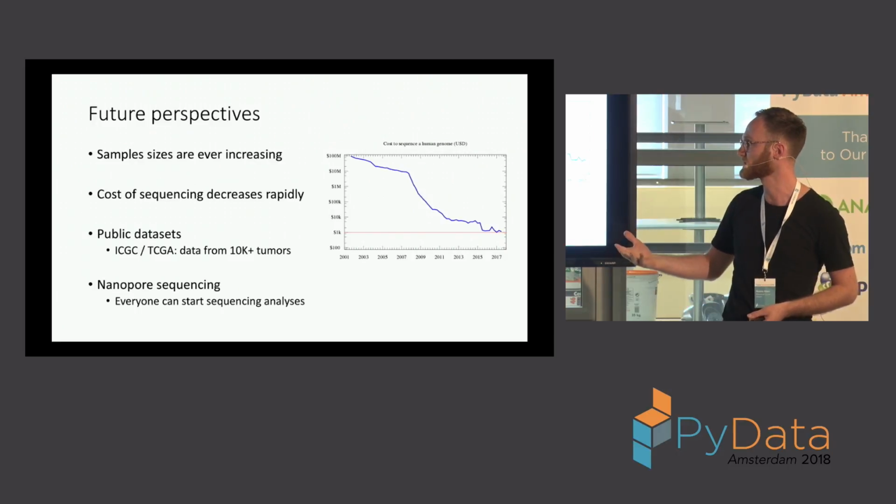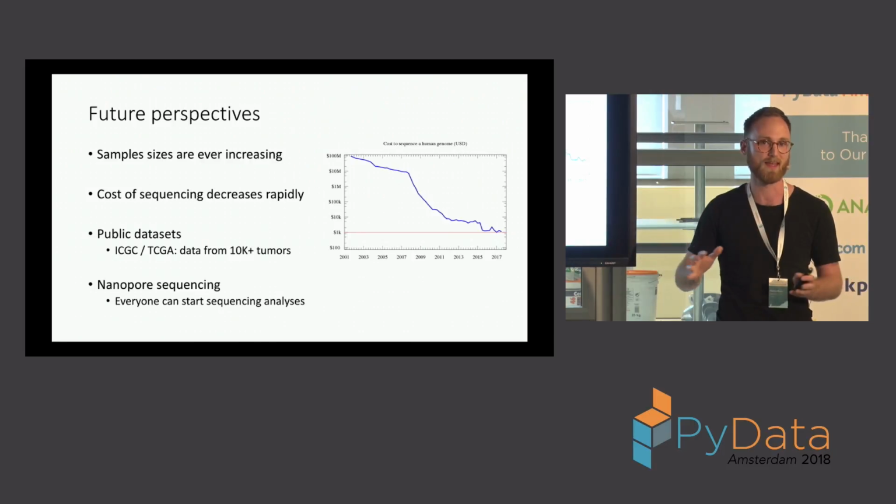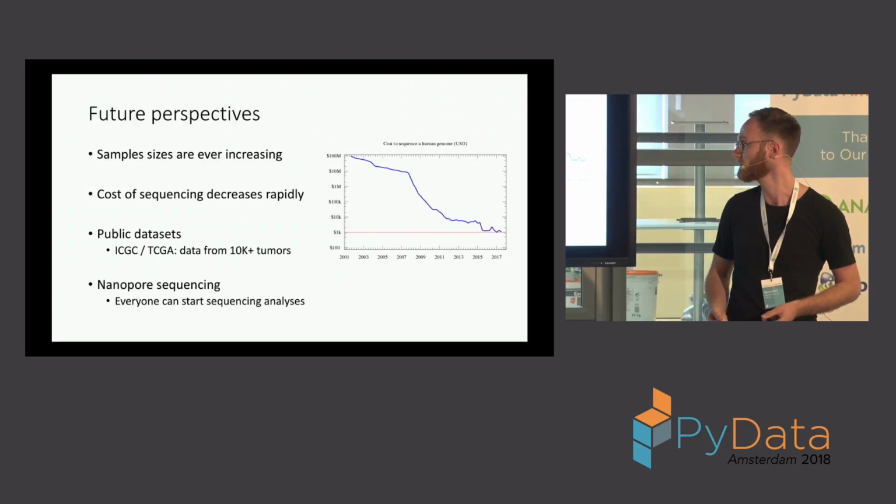This has also led to lots of public data sets, ICGC, TCGA. Together those contain more than 10,000 tumors right now, and more are probably to come in these kind of projects.